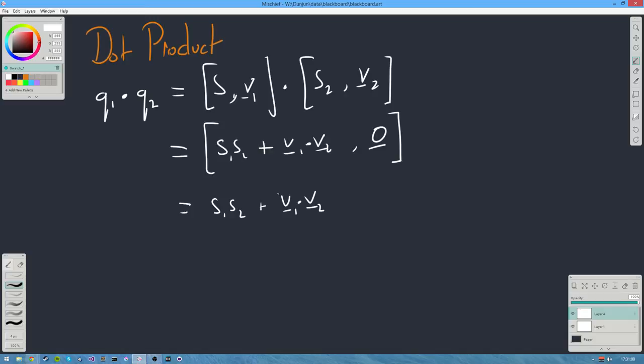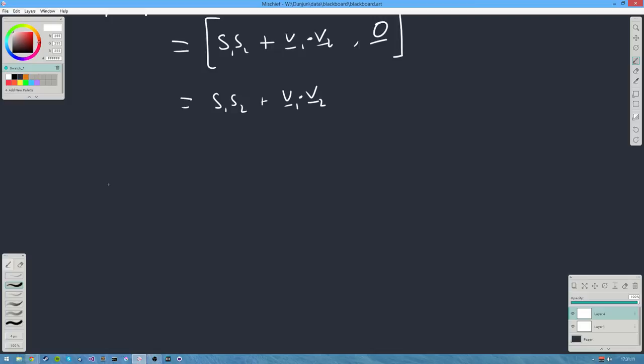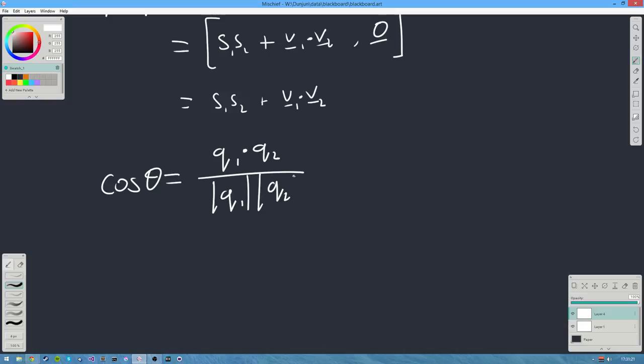And one use of the dot product is to compute the angular difference between the quaternions. So if you do the dot product between two of them, the angle between them, cosine theta, is equal to Q1 dot Q2 over the magnitude of Q1 over the magnitude of Q2. You may think, where does this derive from? Well, this is the same kind of formula as for other dot products, like with vectors. So you're treating quaternions as vectors in this case with the dot product, and it still works.